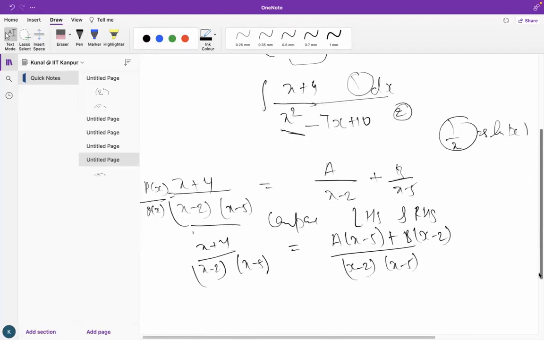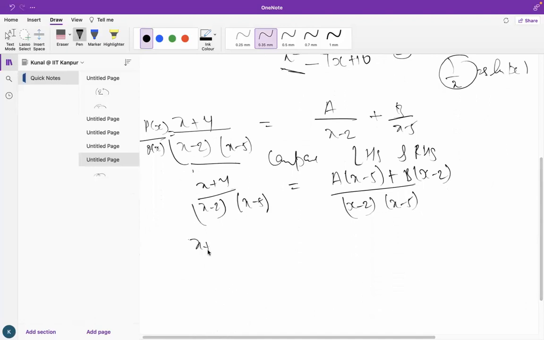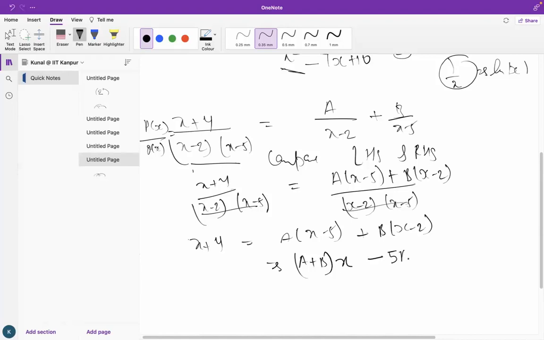I hope you all understand what I'm saying. So now x plus 4 is equal to a into x minus 5 plus b into x minus 2, since the denominators are the same and we can neglect them. When we simplify it, we get a plus b into x minus 5a minus 2b. Here the coefficient of x in LHS is 1, so the coefficient of x in RHS must be 1. So a plus b equals 1. This is our first equation.